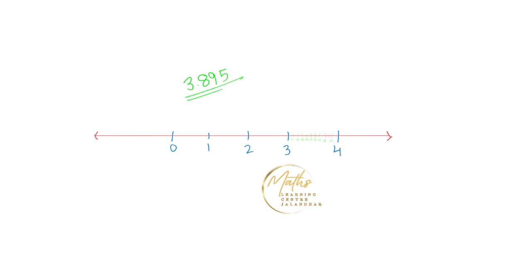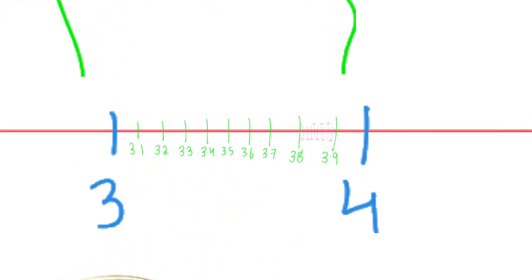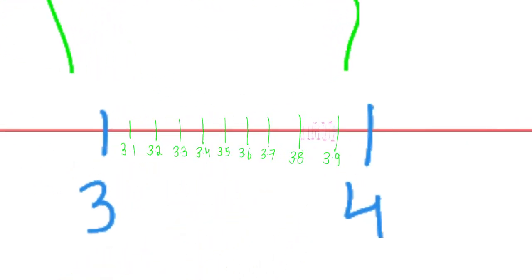The number we are trying to locate on the number line is 3.895. In the first step, we say that this number lies between 3 and 4. So we magnify this portion between 3 and 4, and then we have marked 10 points between this portion. The number we have is 3.895. This is 3 plus 0.895. It means that it lies after 3.